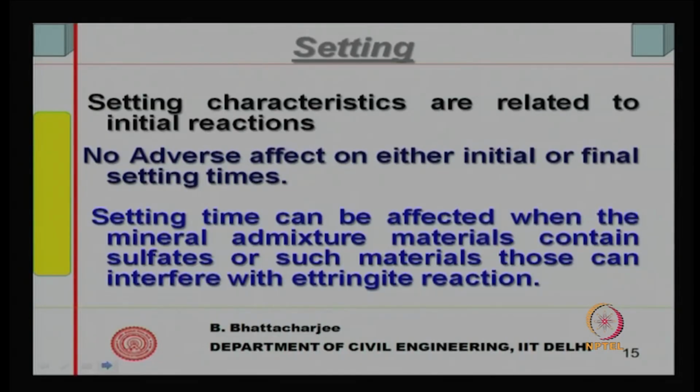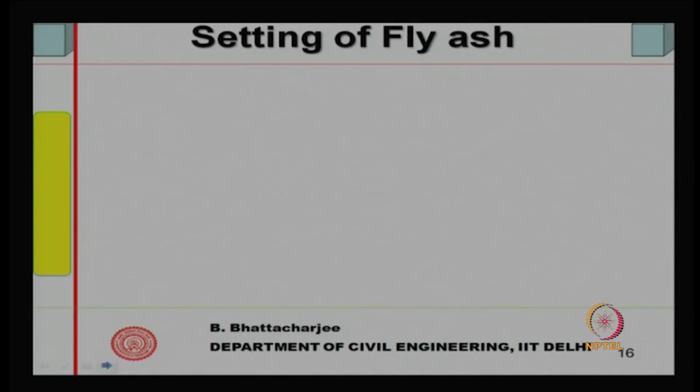Setting time can be affected when the mineral admixture materials contain sulfates. Because the first reaction is C3A reacting with calcium sulfate to form ettringite, calcium sulfoaluminate. If there are sulfates, this can create some problem and can interfere with the ettringite reaction, but usually this is not a very common phenomenon, and they do not adversely affect the initial and final setting time.